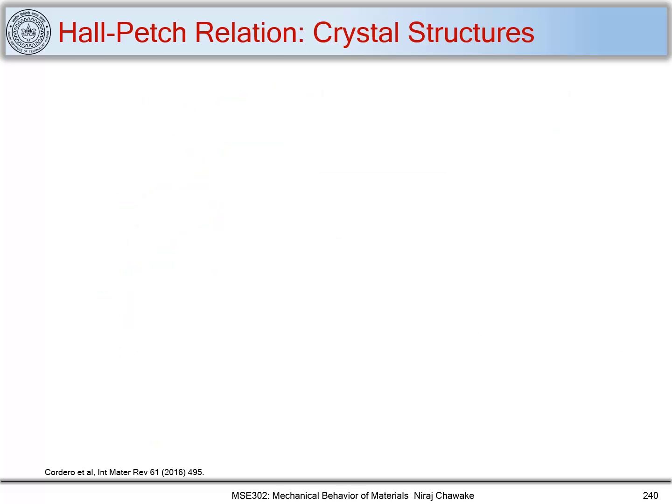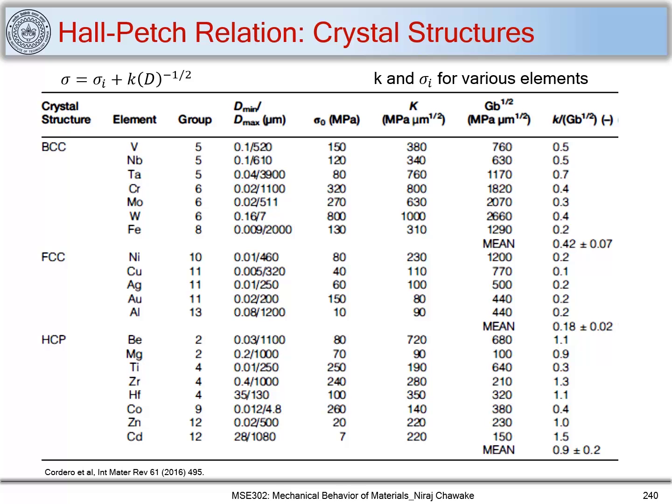Let's understand this Hall-Petch relation in terms of crystal structures and in terms of K and sigma. Here you can see the classical Hall-Petch relation, and you have K and sigma for various materials. Sigma I here I have represented as sigma naught. So you have sigma I and K, which is normalized using G b to the power 1 by 2. For these three structures, BCC, FCC and HCP, the mean K value is higher for BCC compared with FCC.